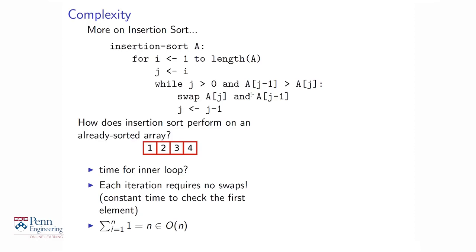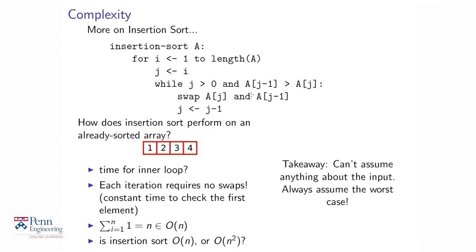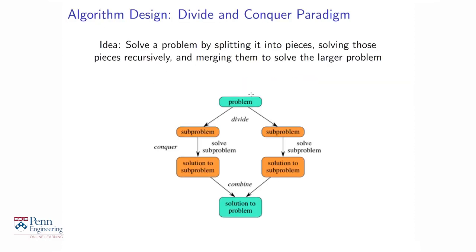In computer science, especially in the theoretical part of computer science, we always take the pessimistic view that the input will not be favorable to us. We will have to have an algorithm that does well even on the worst case input. So we cannot assume anything about the input, so we'll always assume the worst case. And so we should say that insertion sort takes order n squared time.